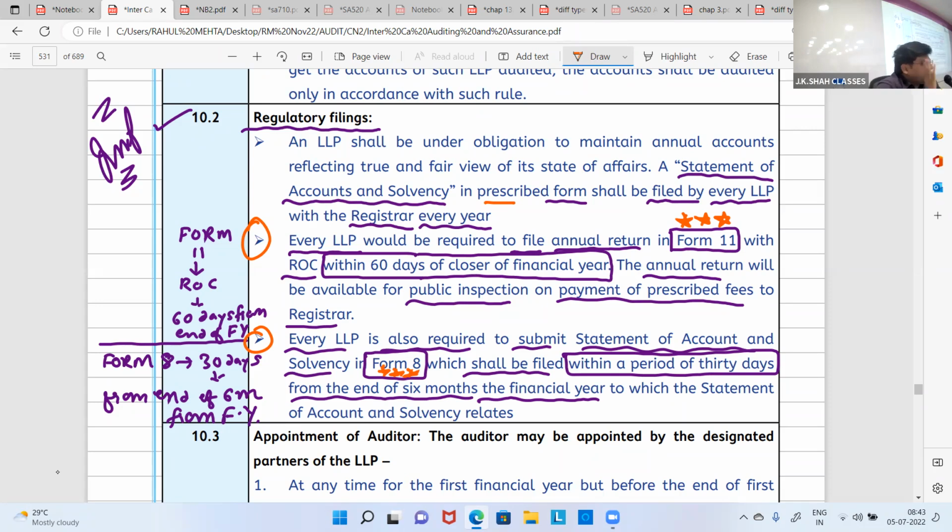Is this okay? So Form 8 is late. Form 11 is now, 30 days. All cool? They ask this in the exam for 2 marks, correcting. Form 8 is to be submitted by the LLP to the ROC within 30 days from the closure of the financial year.